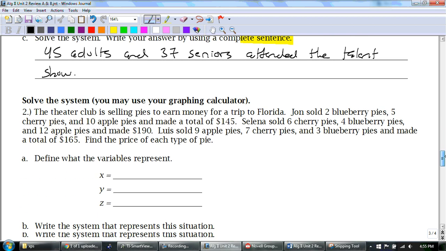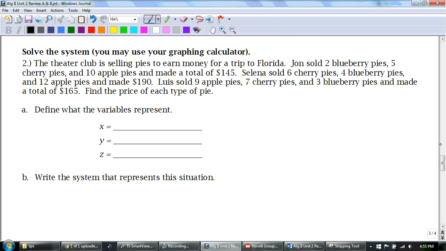All right. Number 2. Once again, solve the system. You may use your graphing calculator. So the theater club is selling pies to earn money for a trip to Florida. John sold 2 blueberry pies, 5 cherry pies and 10 apple pies and made a total of $145.